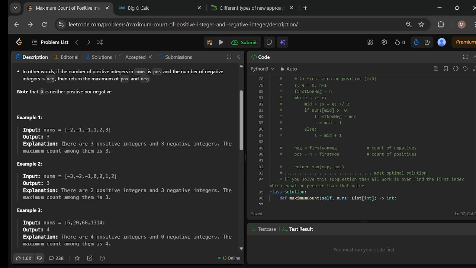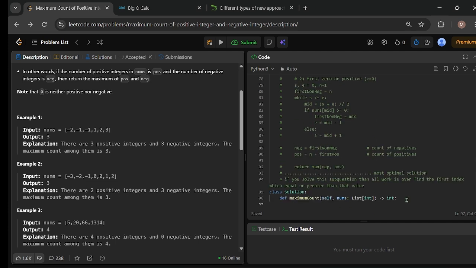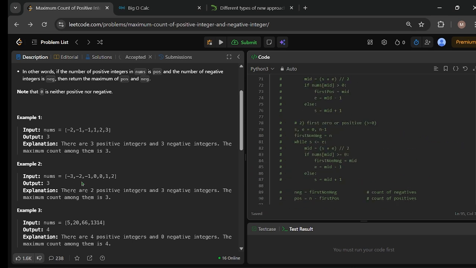Okay, first, what is the first thought that comes to your mind? As I told in the previous video, we'll solve the brute force approach first, and then we will optimize it, and eventually end up solving the question.